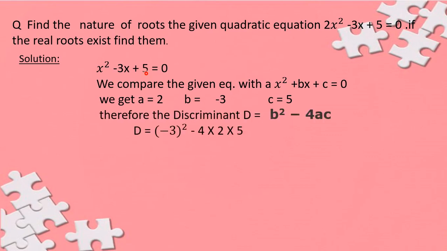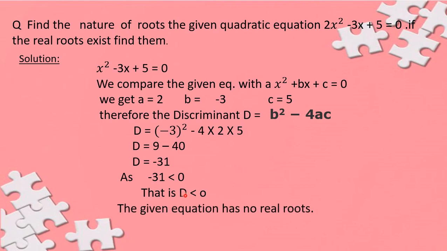So here the discriminant D is b² − 4ac. Put the values: (−3)² − 4 × 2 × 5. So here we get 9 − 40, D = −31. As the value of D is negative, we can write −31 < 0. So the discriminant is less than 0, so no real roots exist. No real roots exist, so we need not find them.